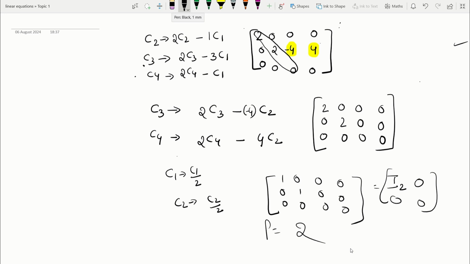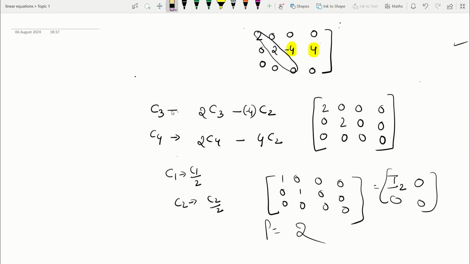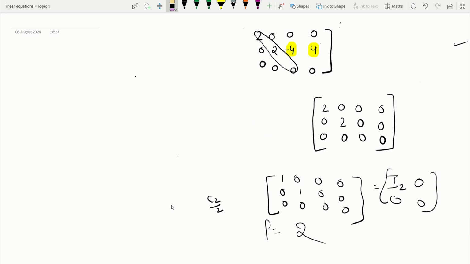So make this C1 implies C1 by 2, C2 implies C2 by 2. Make this. Then automatically we get 1 0 0 0, 0 1 0 0, 0 0 0 0, 0 0 0 0. This is the identity matrix only, na? Yes, it is an identity matrix. How to write it? This is a 2 by 2 matrix, na. So write down I2, and all the rest is 0 only. Just you make this. This is yours.